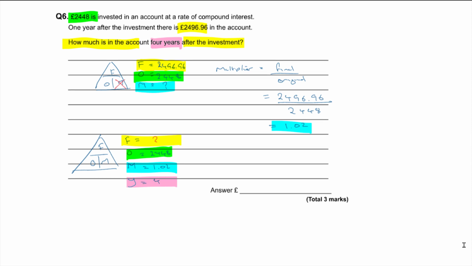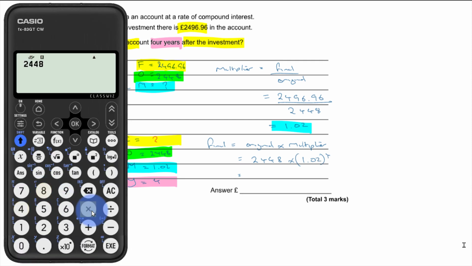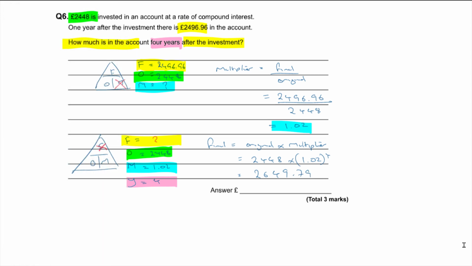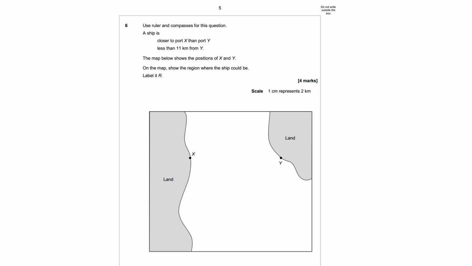Covering up the thing I want to find now, I'm going back to finding the final. So the final equals original times multiplier raised to the number of years. That's going to be 2448 times 1.02 raised to the power of 4. That comes to 2649.79. Yeah, that's our final answer.